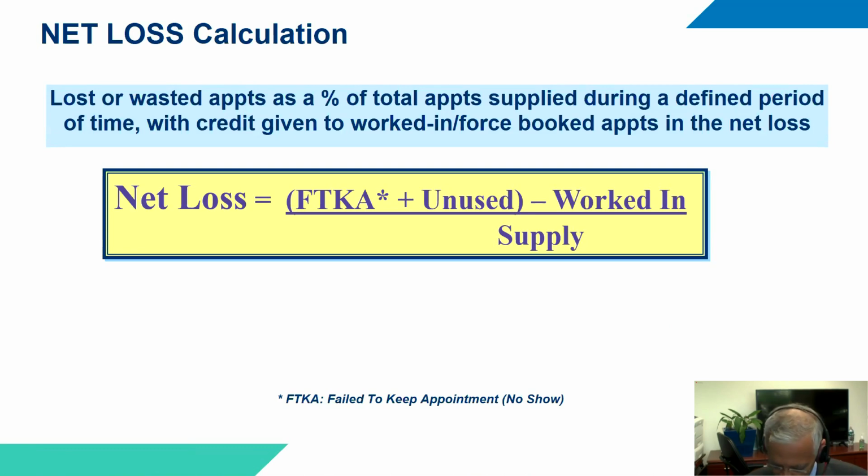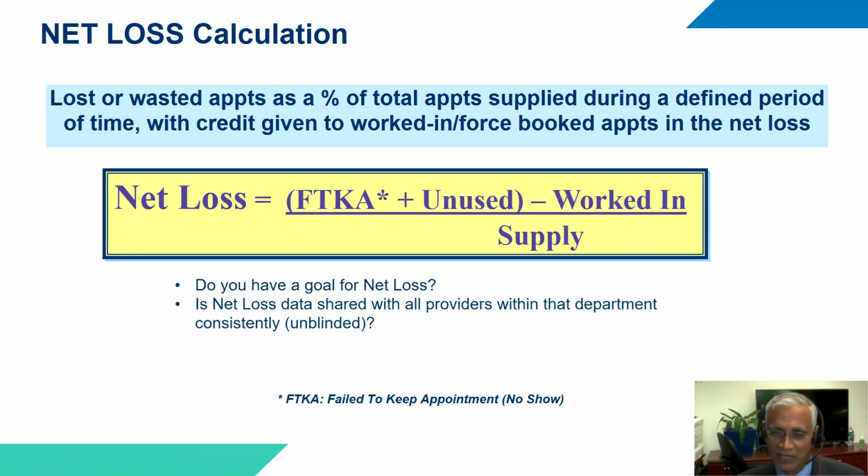And then also we do actually measure the net loss of our physicians' productive time. The net loss is basically the loss of productivity of the scheduled appointments, combining patient no-shows and unused appointments, because you have last-minute cancellations or totally unused blocks, and giving the credit to worked-in appointments, dividing by the denominator of the appointment supply.